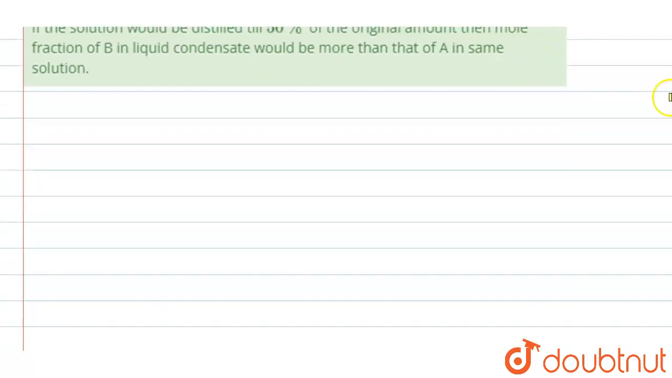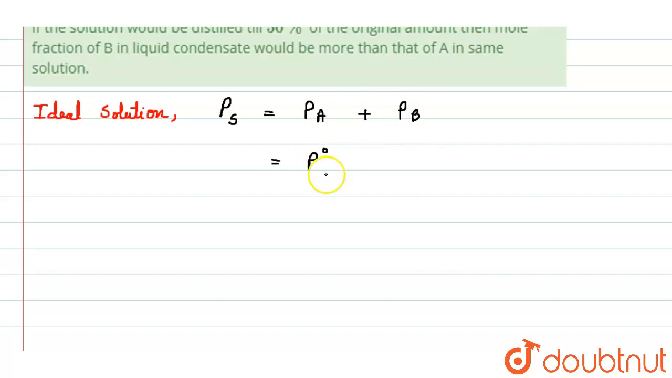So let us write the given data first of all. We know that for an ideal solution, the pressure of the solution is equal to the pressure of component A plus the pressure of component B. So the pressure of component A is its vapor pressure in pure form times its mole fraction, plus the pressure of B, which is its pure pressure times its mole fraction XB.